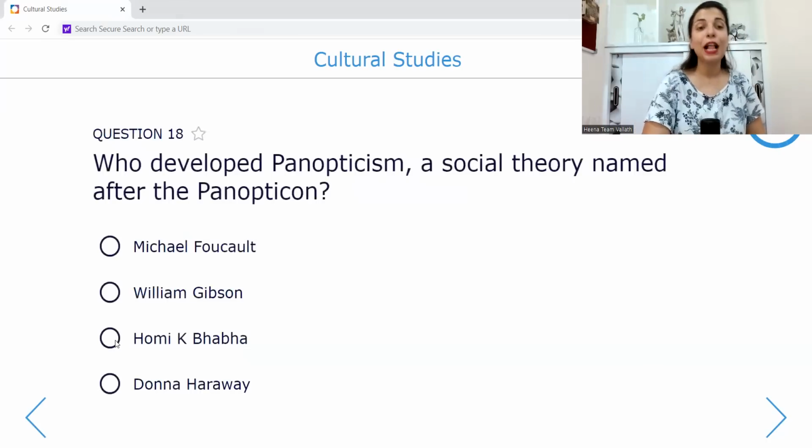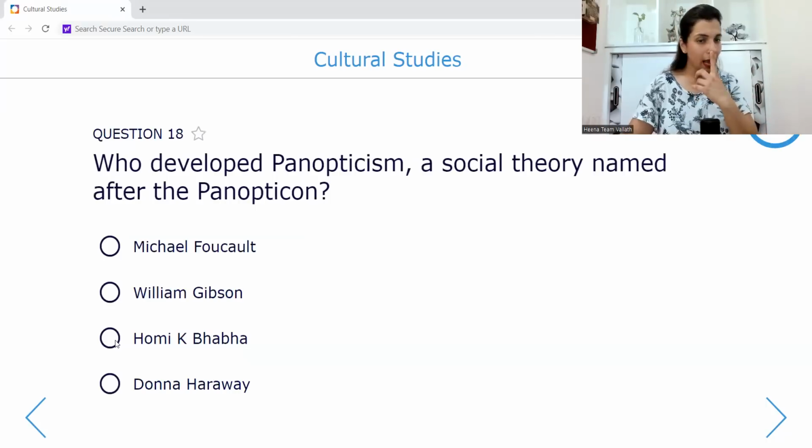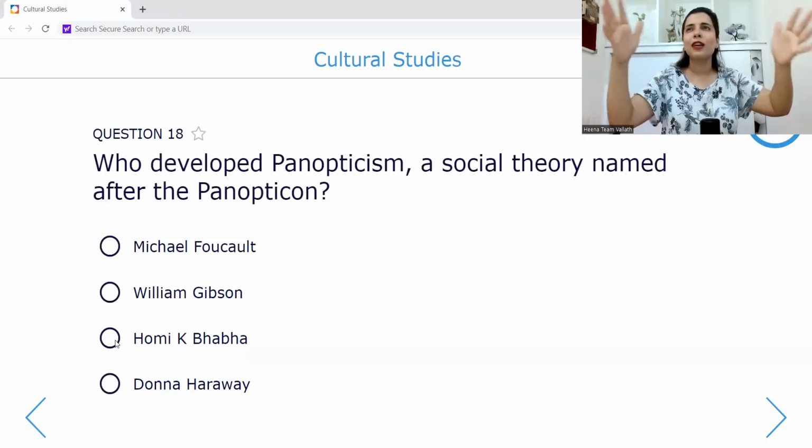Question number 18. Who developed Panopticism, a social theory named after the Panopticon? A. Michel Foucault, B. William Gibson, C. Homi K. Bhabha, or D. Donna Haraway? Panopticism after Panopticon. What is Panopticon? This was a concept developed by Jeremy Bentham. Panopticon means an external surveillance system.